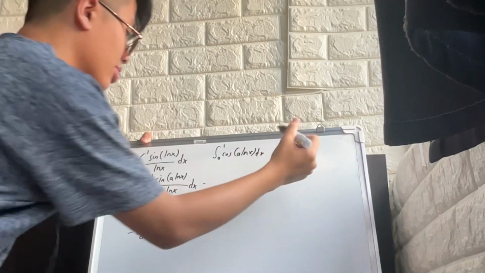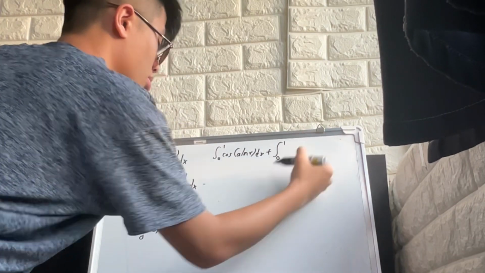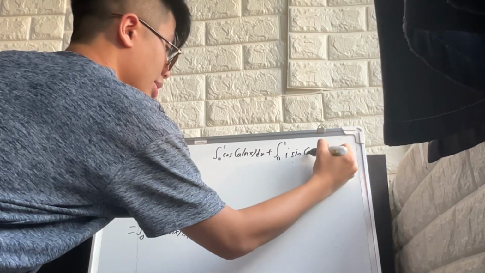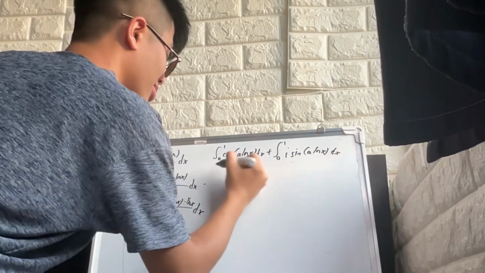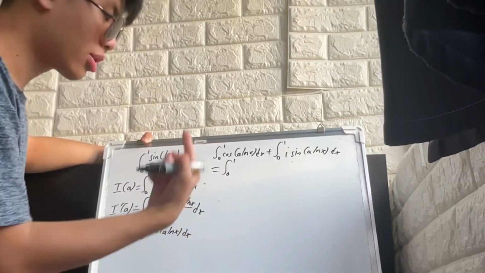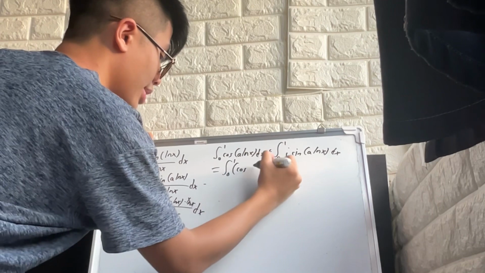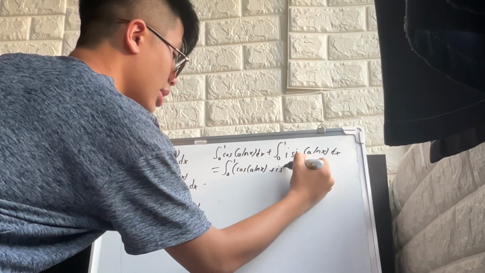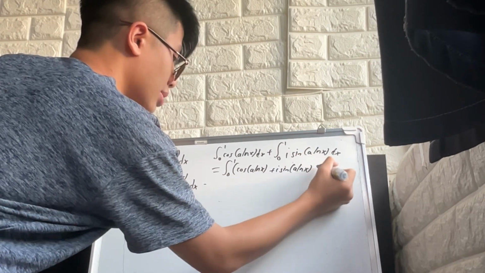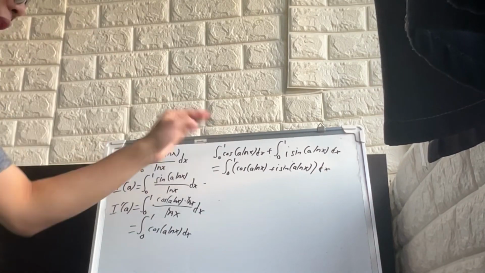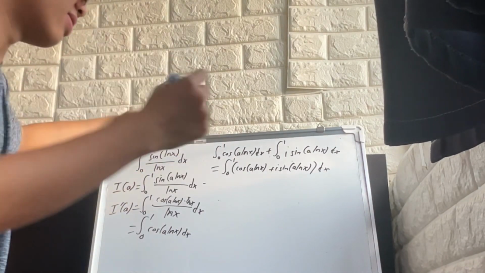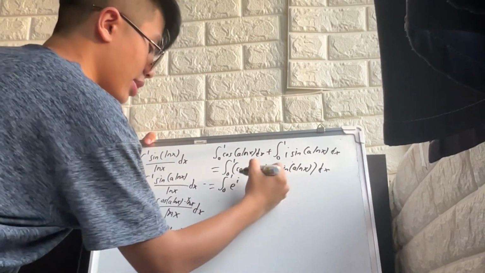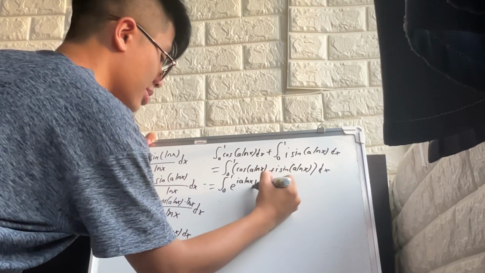Let me add another integral, like this: i times sine of A Lnx, right? You know what we are going to do? Combine them, you get cosine of A Lnx plus i sine of A Lnx. Just combine the integral like that. So for cosine of something plus i sine of something, Euler's formula says this is equal to e power of i times something, like A times Lnx.